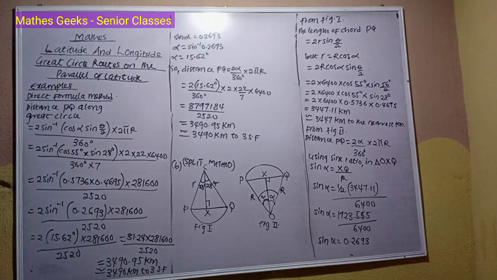It's only in this example, in this video, that I'm going to use the two methods, to illustrate the two possible ways you can get the distance between two points that are on a parallel of latitude along the great circle route. Subsequent examples are going to use either the split method only or the formula method only.